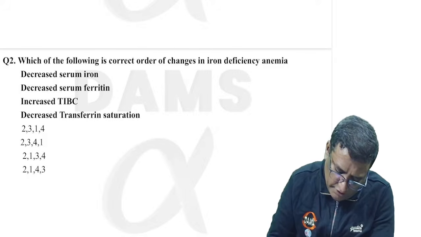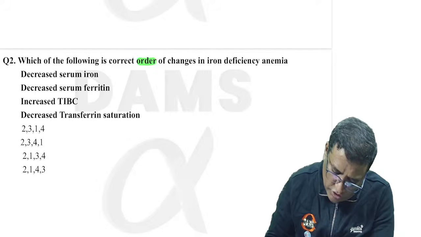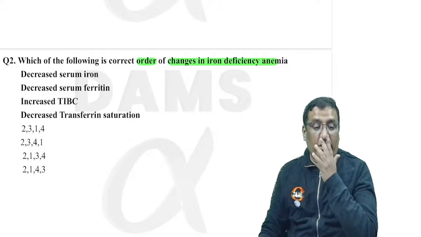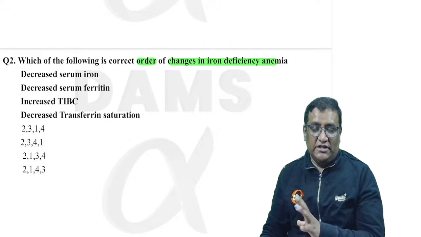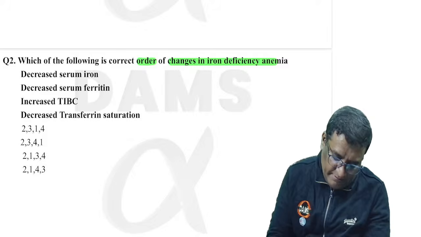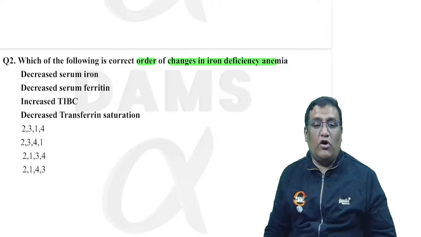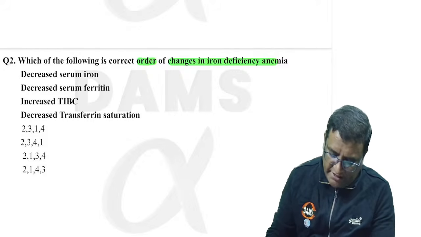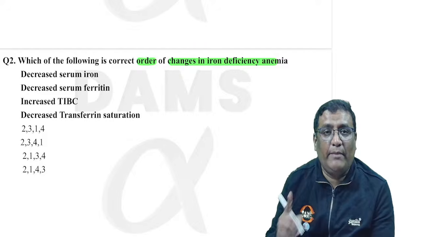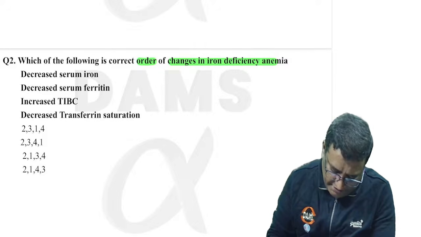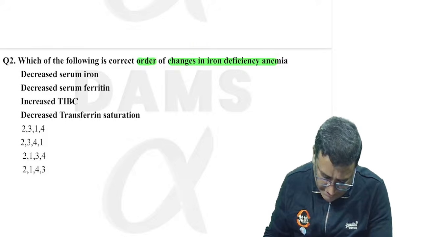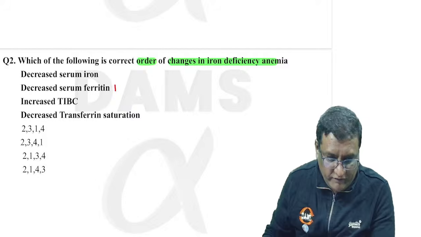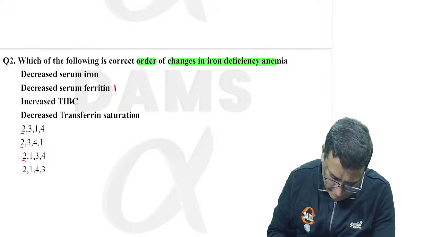Which of the following is the correct order of changes in iron deficiency anemia? So the examiner is asking for the correct order of changes. This is a new pattern of question that is coming nowadays in exam, where they ask you the order. In IDA, the first thing to happen, if you remember, is decrease in serum ferritin. Yes, serum ferritin will be the first thing to happen.